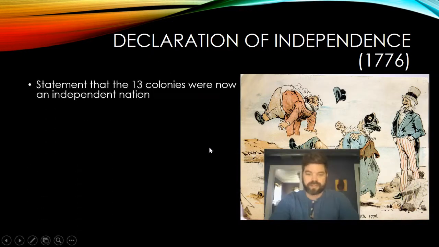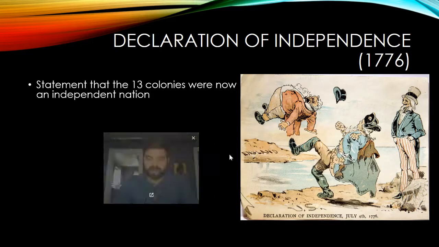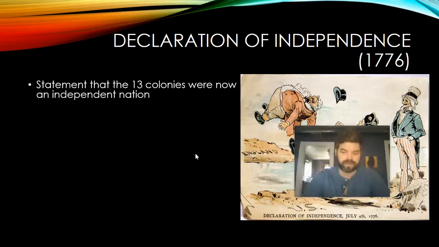Declaration of Independence. It's just a statement that the 13 colonies were now an independent nation. You see the image here, a representation of George Washington. Here's the representation of the United States kicking this guy, who's supposed to be the British, out of the United States back to England. That's essentially what the Declaration of Independence stated.